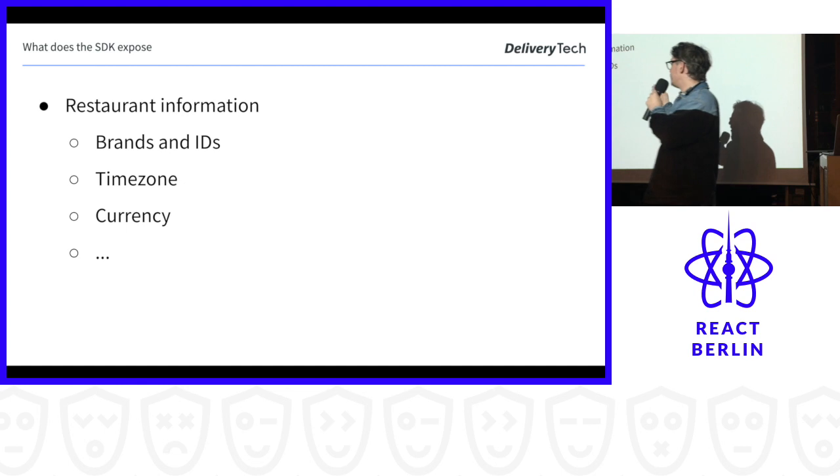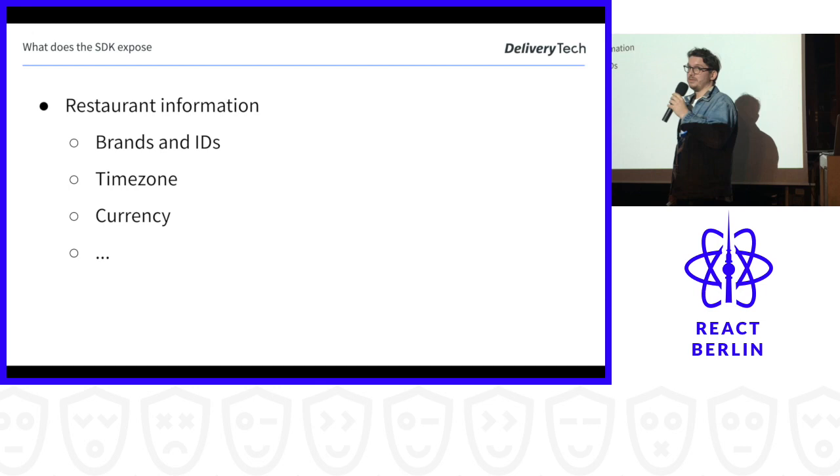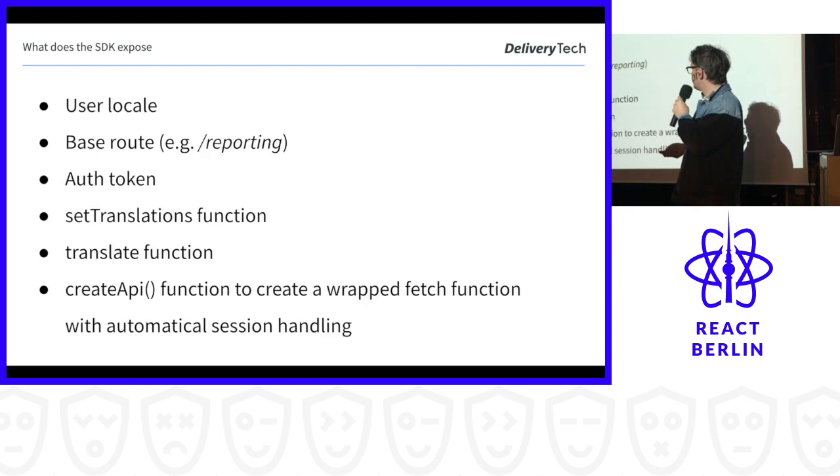For example, restaurant information. What brands is the restaurant attached to? What IDs does it have so they can do these calls? The time zone, because we have things like in Canada you have multiple time zones. It's one of our platforms there, and you need to display these UTC times in the time zone of the restaurant. And currency is also, of course, important to render the currency from these values.